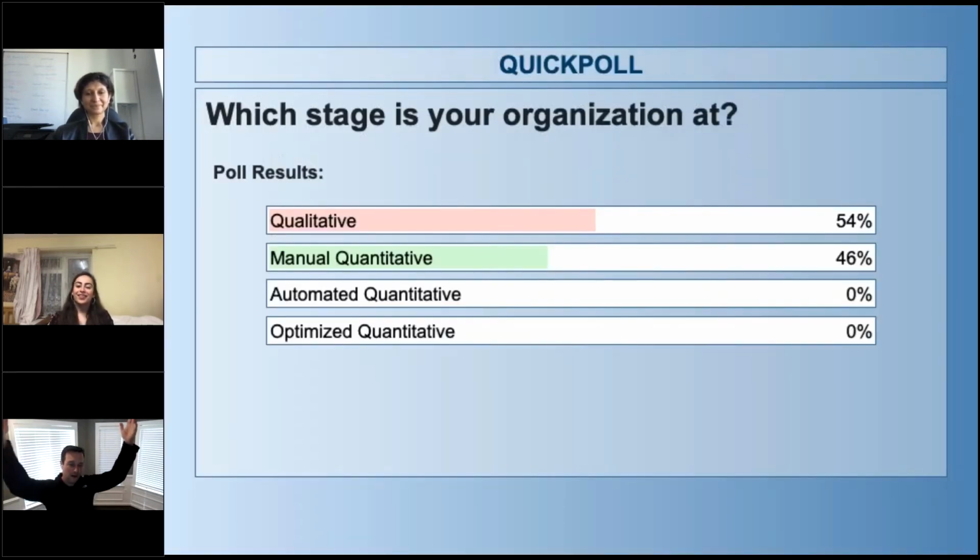Woohoo, I won, but I didn't really win. There we have it, between qualitative and manual quantitative. Oh, you cheated. You picked both. Perfect. Well, it's interesting to see where organizations are at. And I think if we run this poll in 12 months' time, we'll definitely start seeing more people around manual quantitative and automated quantitative.